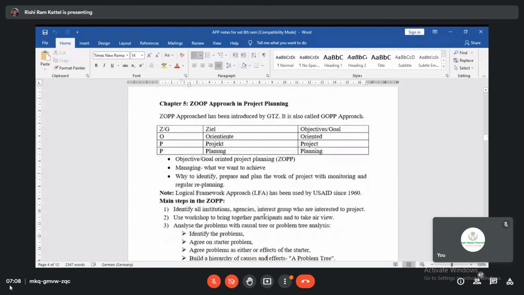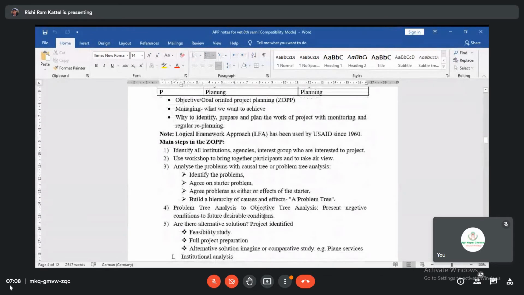Well, what are the main steps in the ZOPP approach? First of all, you have to identify all institutions, agencies, and interest groups who are interested in the project. You have already identified the need assessment or prologue, so the first step is to identify these institutions, agencies, and interest groups. After that, you have to bring together participants in a workshop and take their views. Normally, taking views means collecting everyone's perceptions. So you gather the institutions, agencies, and interest groups in one place and take their views about the project.